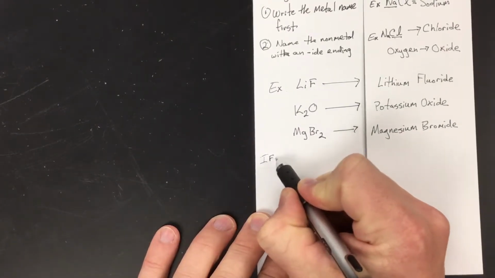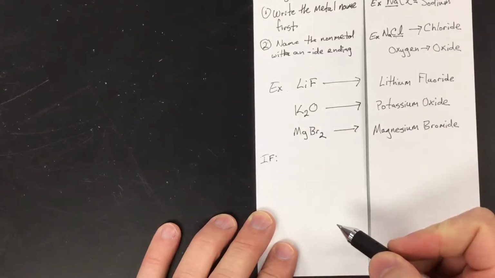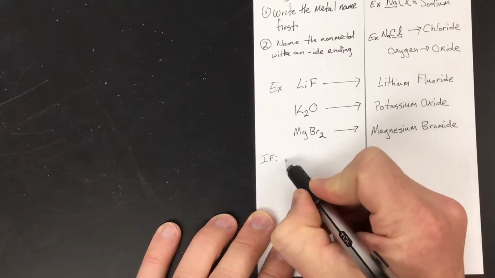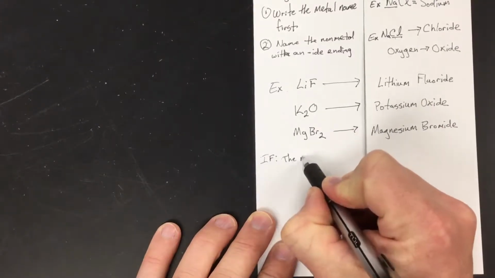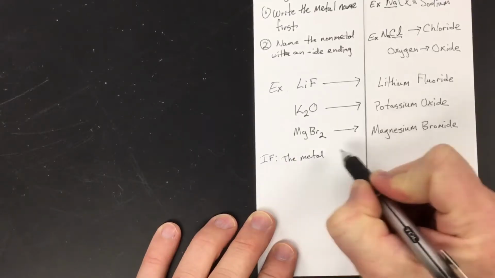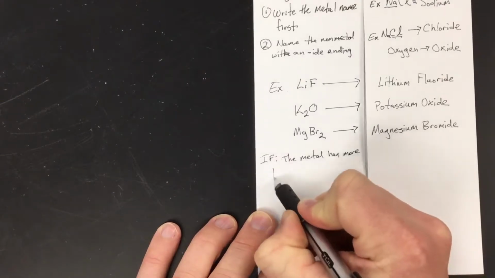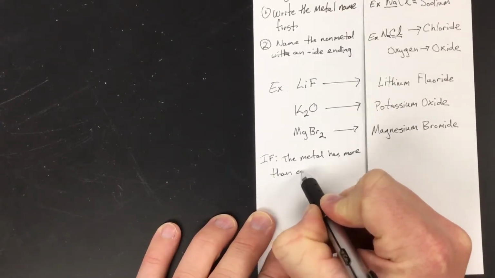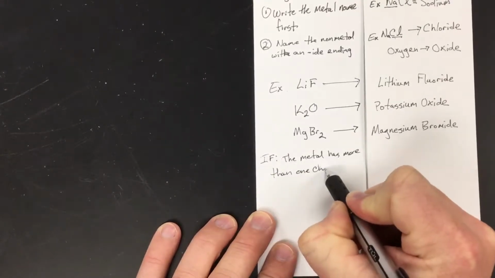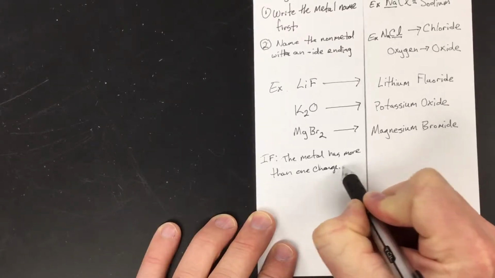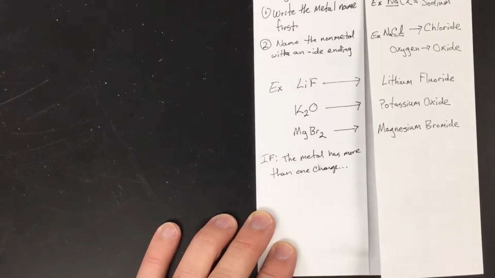If you have a metal that has more than one possible charge, okay? So if the metal has more than one charge, okay, then what are we going to do? More than one possible charge. What does that even mean?